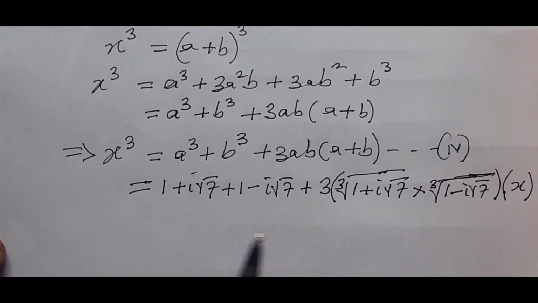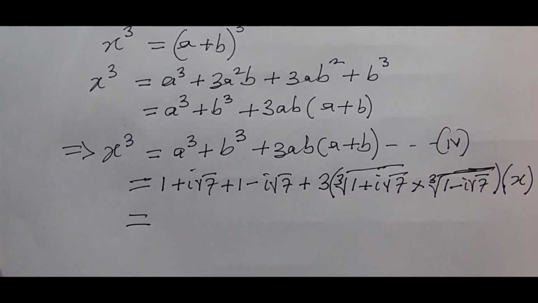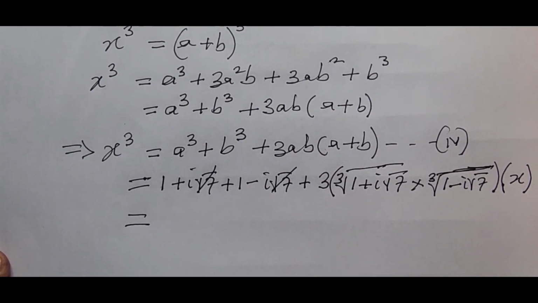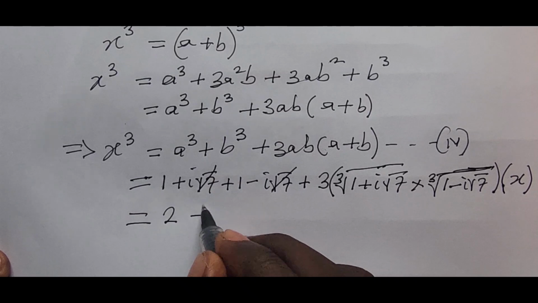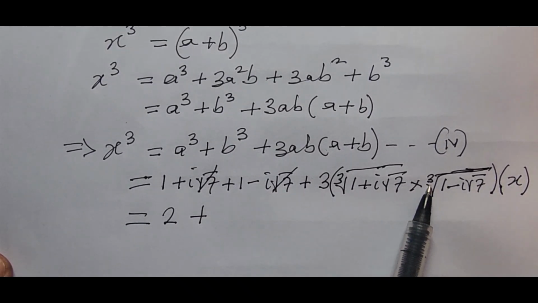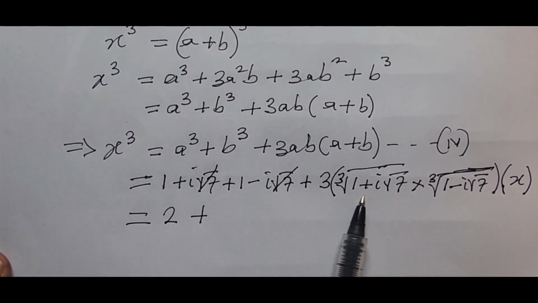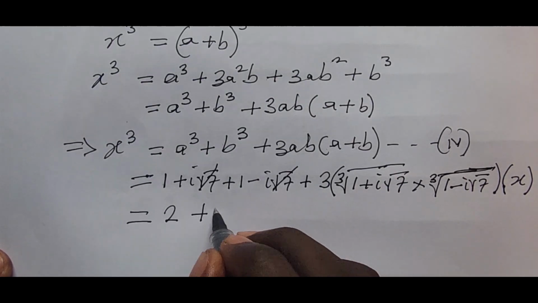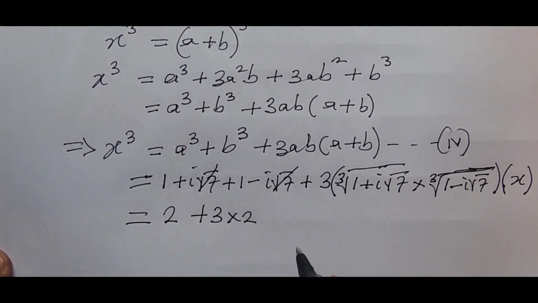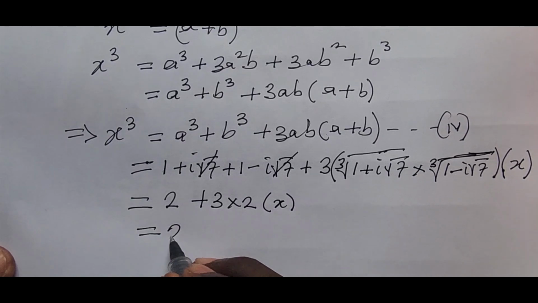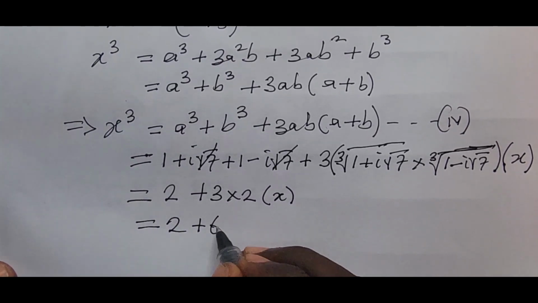Easy. Now let's simplify it. If we simplify it completely, this and this will leave. So we're now left with 1 plus 1, which is 2, then plus here. If we carry out the simplification, because this is cube root and this is cube root, we're going to come up with 8. And the cube root of 8 is 2. And so we're going to have 3 times 2, then times our x. So this will end up giving us 2 plus 6x.